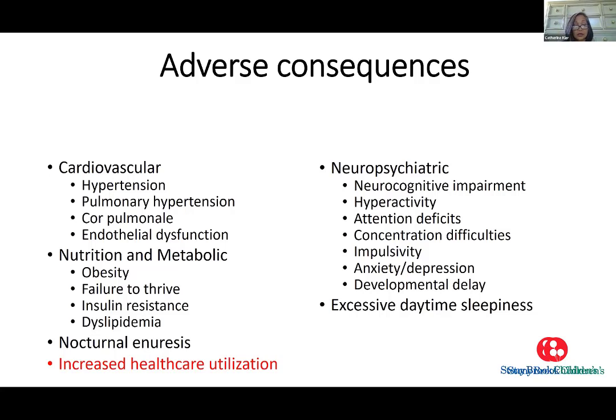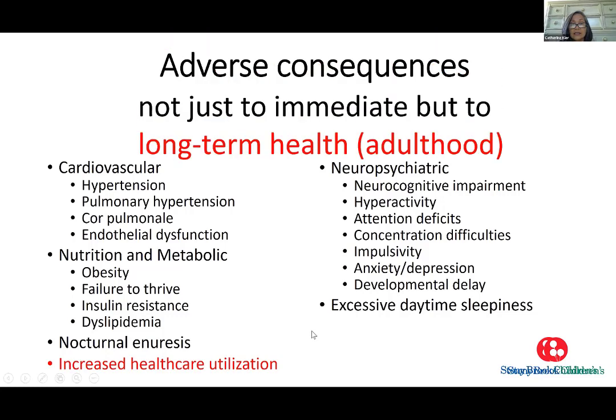And in red here, of course, increased healthcare utilization is really considered a big impact and consequence of sleep problems. And in general, these are not just due to the immediate sleep problem, but also carry into long-term health problems in adulthood.